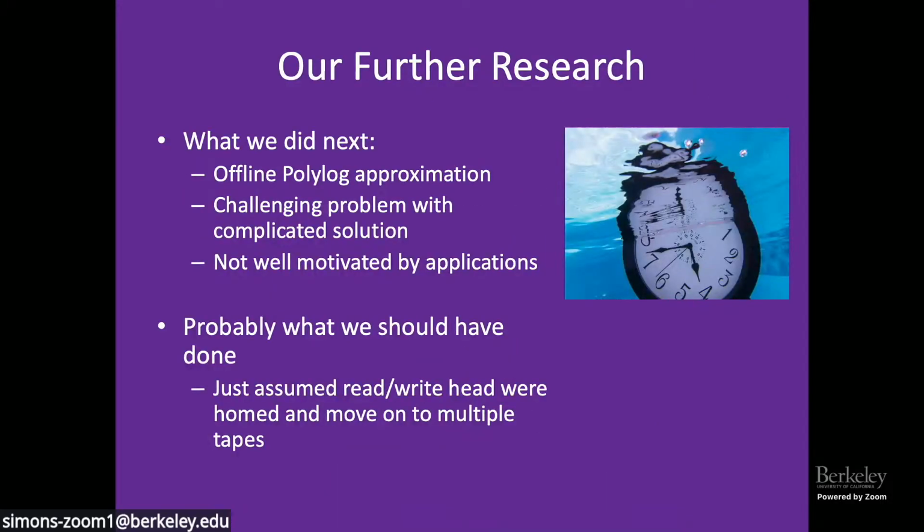All right, what did we do after this? We did not do what I said we should do. We did offline approximation because we're offline approximators and this is what we do. This took a lot of time, and this was just a mistake. Probably what we should have done is just said, like, organizing one tape where you don't have a home head is hard, and just assume you have a home head and moved on to organizing multiple tapes. Or come up with some beyond worst case analysis for one tape, but that's not what we ended up doing.